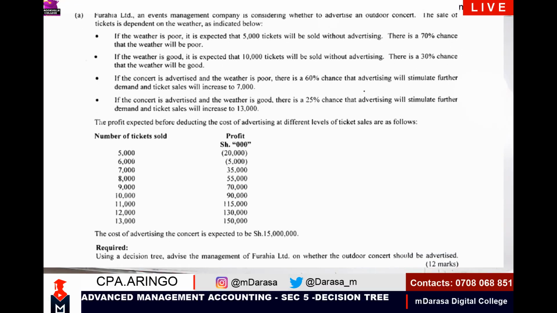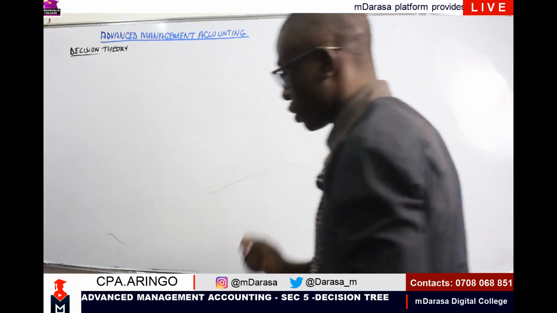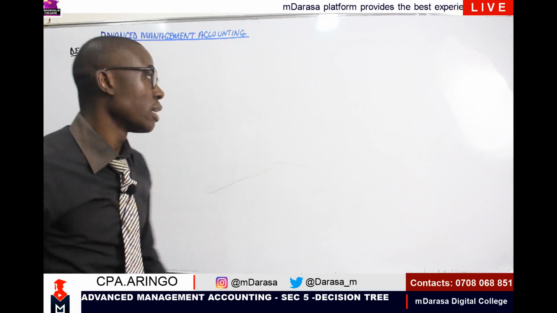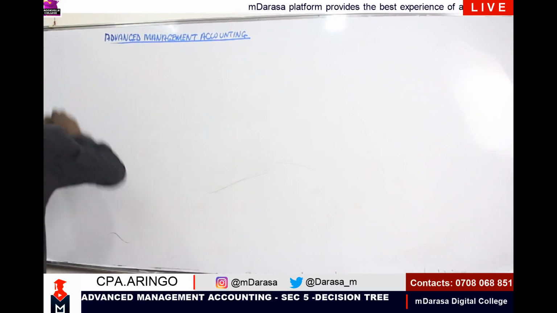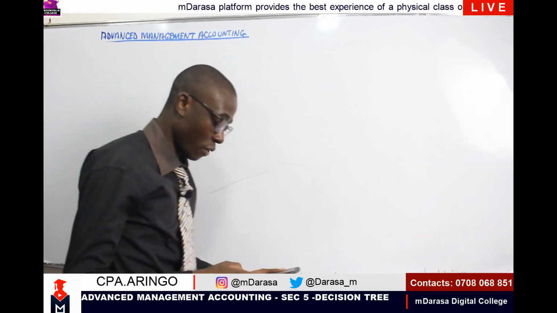So that's our question there. In this case, we are looking at a decision tree. The examiner wants us to advise this company on whether they should do what. That should be the first question that we're going to ask ourselves.